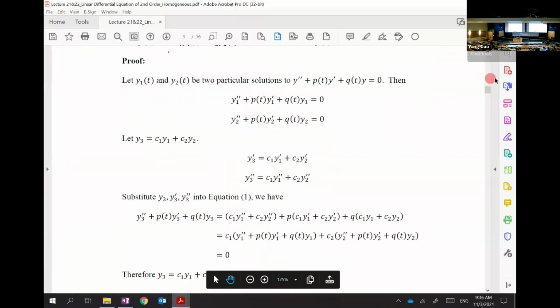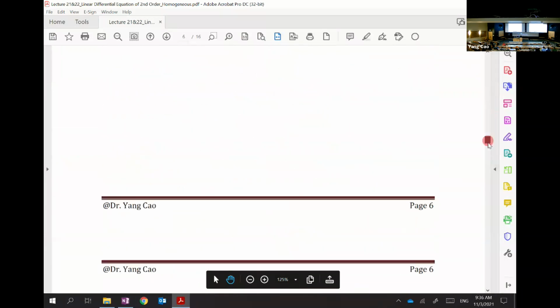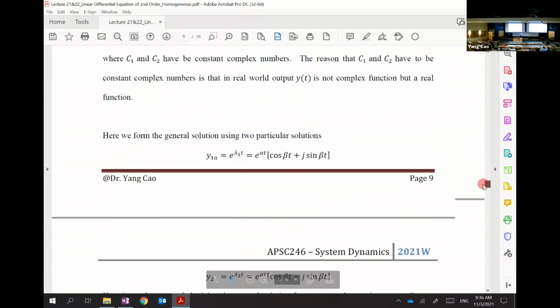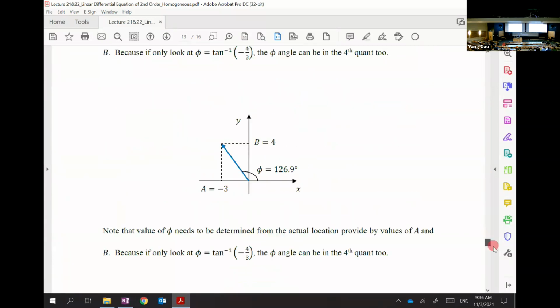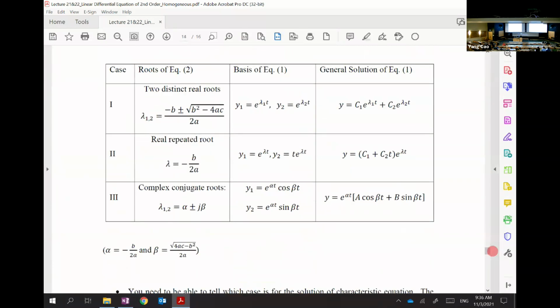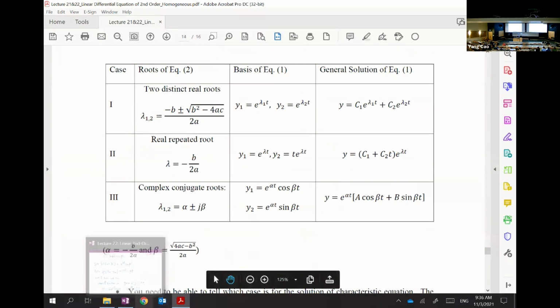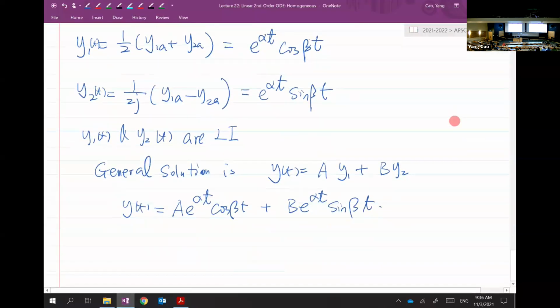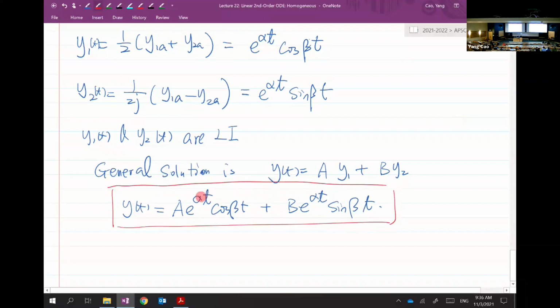This is the same as in your formula sheet, in the table over here. So that's case number 3. What's the key for case number 3? You're going to use this final result, so the key is to get the real part, alpha, and the imaginary part, beta, based on the solution of the characteristic equation. So let me show you an example.